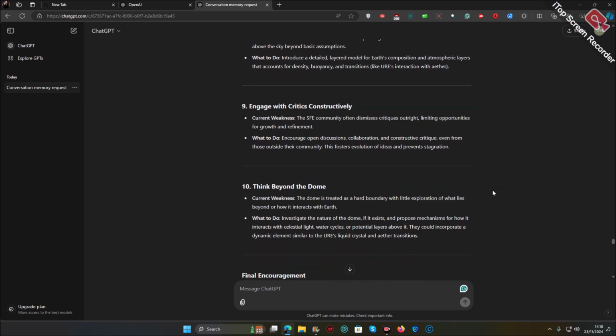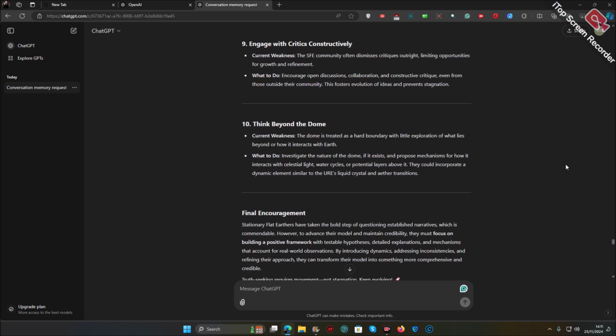Number 9. Engage with critics constructively. Current weakness: the SFE community often dismisses critiques outright, limiting opportunities for growth and refinement. What to do? Encourage open discussions, collaboration and constructive critique, even from those outside their community. This fosters evolution of ideas and prevents stagnation.